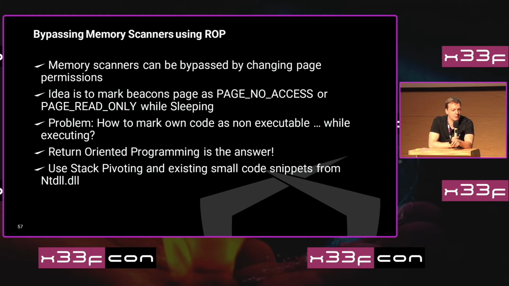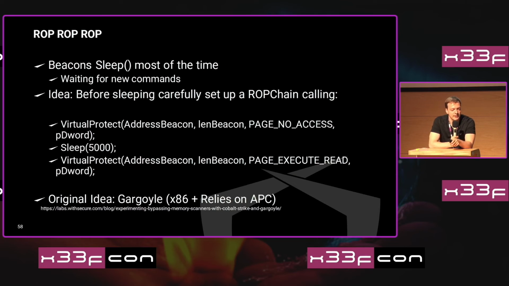But it does work with a bit of black magic, and I like to leverage a concept used by exploit coders, which is called return-oriented programming, which leverages stack pivoting and existing small code snippets from NTDLL or other executable memory which is there legitimately. So the idea is, before the beacon goes to sleep, we set up a ROP chain which first calls VirtualProtect, marking our beacon as not executable. Then it ROPs itself to sleep, and then it ROPs itself again to PAGE_EXECUTE_READ. This is nothing new as such. The original idea was called Gargoyle. I'm assuming it was first implemented by F-Secure, but I'm not sure about this.